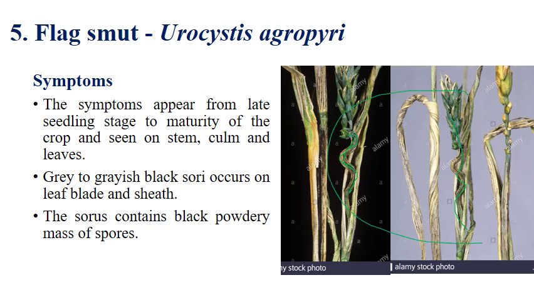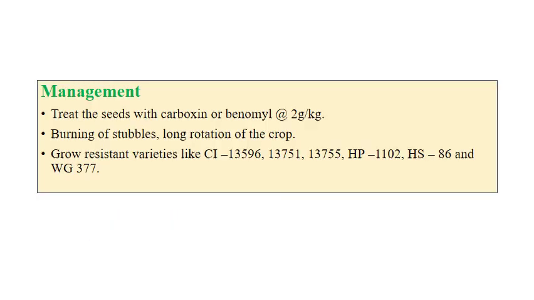On the right side, you can see the diagrammatic symptoms. Coming to the management practices: treat the seeds with carboxin or benomyl at the rate of 2 gram per kilogram of seed, burn the stubbles, and follow long crop rotation. Some resistant varieties are also available: CI 13596, 13751, 13755, HP 1102, HS 86 and WG 377 are the resistant varieties for this flag smut.